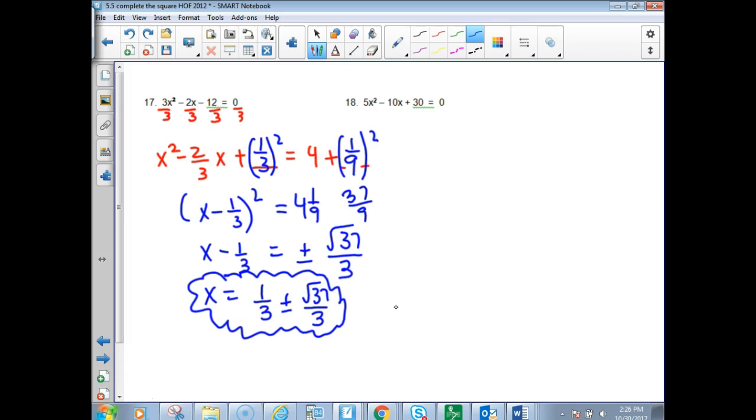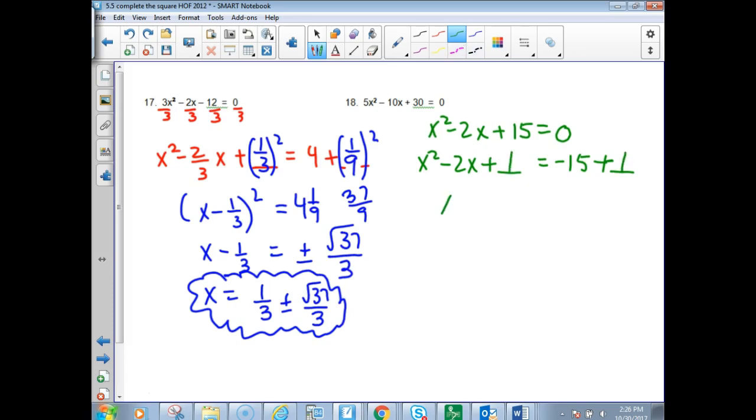And the last one is actually giving us a little break because all of those numbers are divisible by 5, and I don't get any fractions. But then I just do my completing the square: subtract 15, and then add a blank on both sides. What goes in the blank is just 1. And I get (x minus 1) quantity squared equals negative 14.